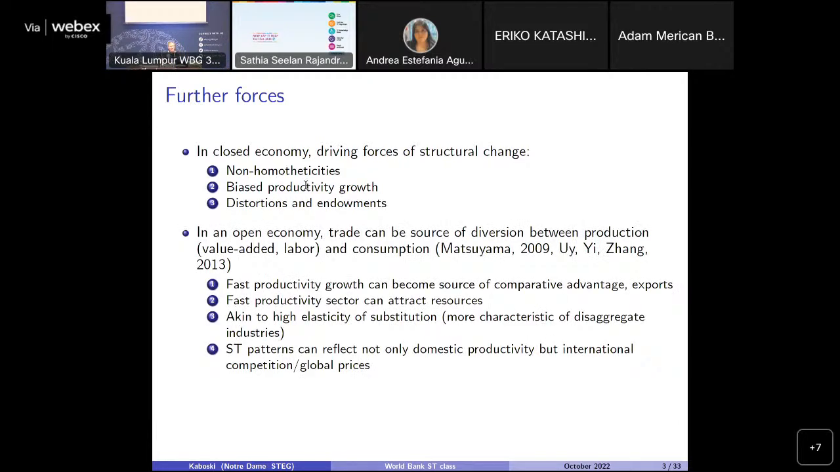In an open economy, trade can be a source of deviation between production and consumption. The measures of production are either the outputs of production, value added, or the inputs of production, labor, and then, you know, consumption. So what you produce doesn't have to be the same as what you consume. See Kiminori Matsuyama's paper in 2009, and another paper, Yi and Zhang in 2013.